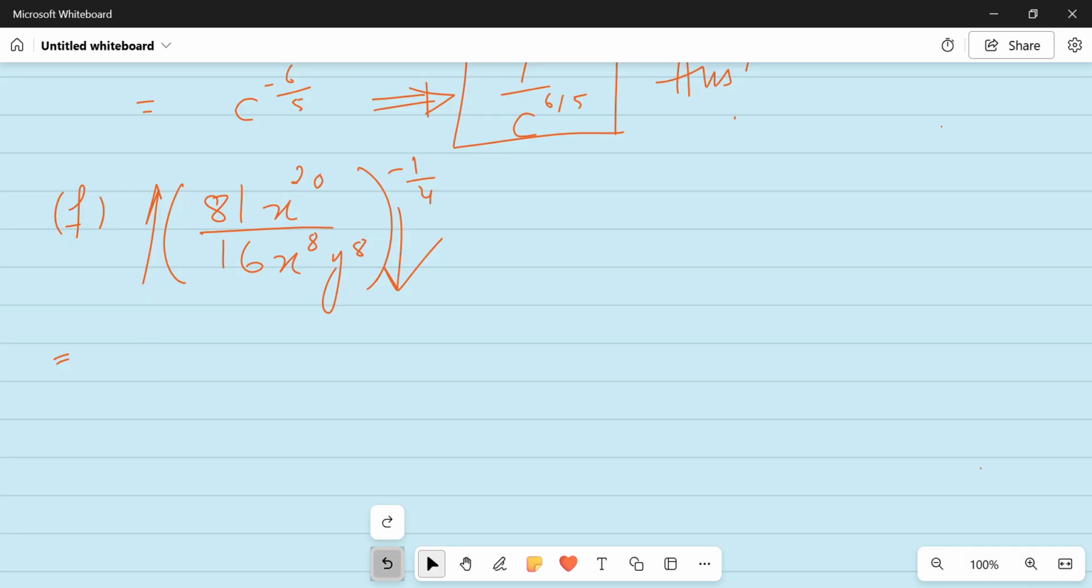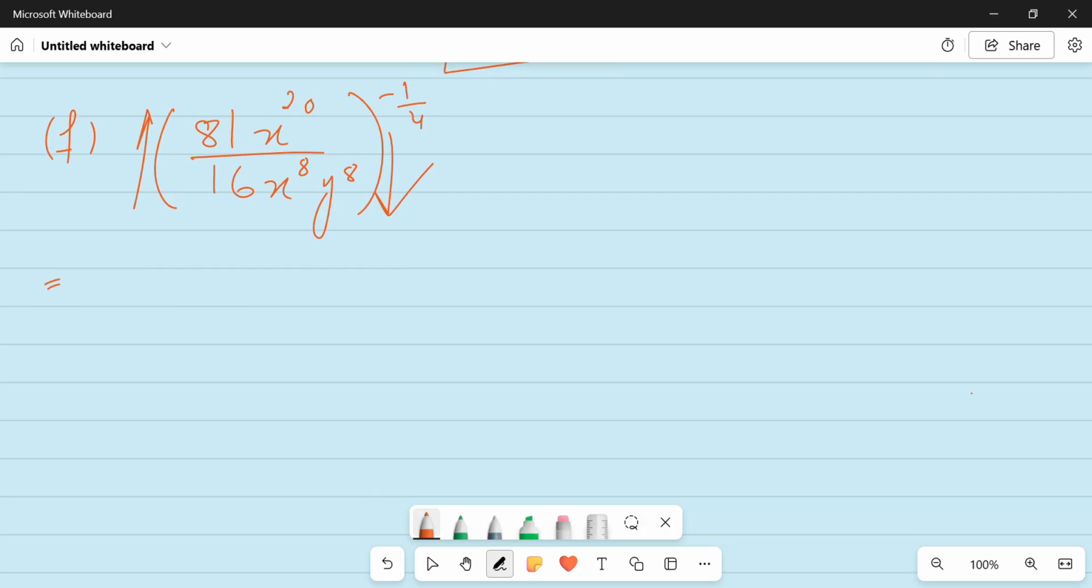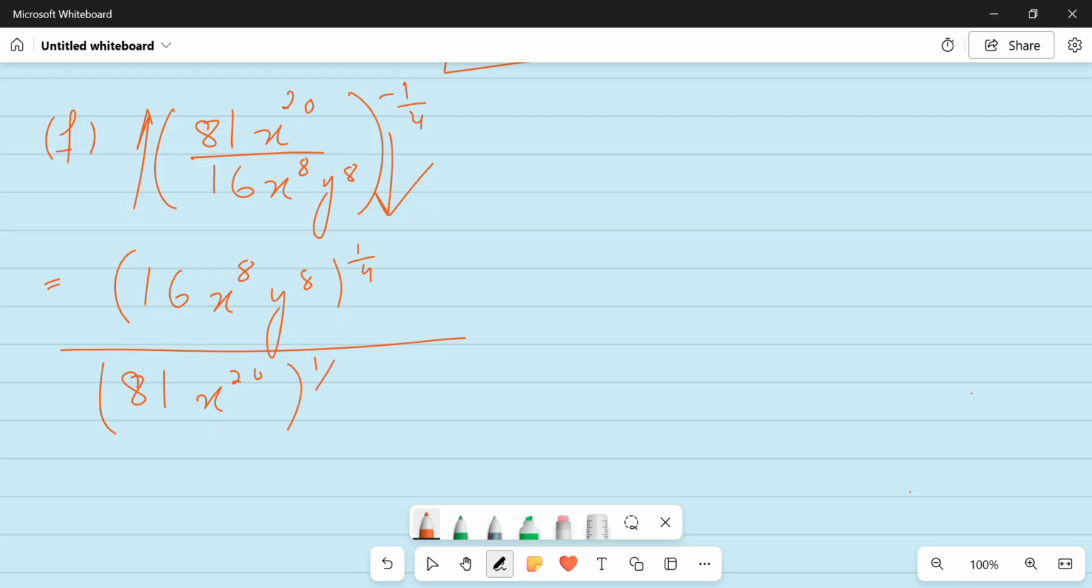So if I'm taking here 81, 16 will go up. Okay, let me take a pen here. 16, x8 and y8. Right. So the whole is positive. Now here 81, x20 and the whole is positive 1 over 4. What I have done is only take the reciprocal because I want the distribution of the exponent into a positive, right?